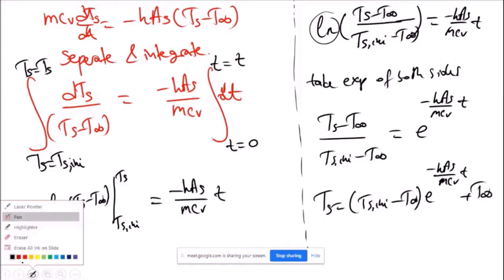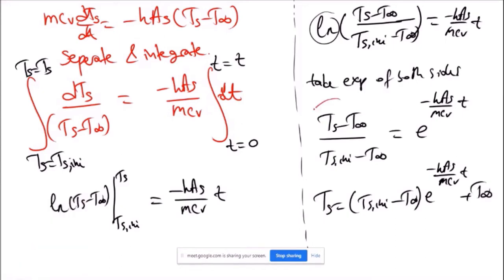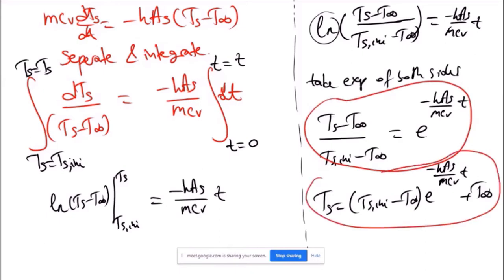So both of them are okay. If you stop it here, it is also okay. This is the result, or you can take this one. Both of them are right and common. So this is the result.